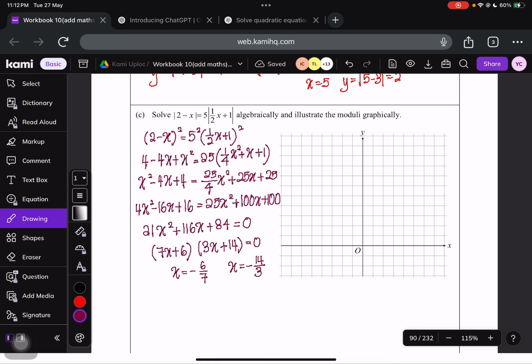So there are two answers here. Again, if you look at the gradient, this equation has a gradient of negative 1, and this equation has a gradient of 1 over 2. Because the gradients are different, we expect two intersection points. So there will be two answers. That's why you have two answers here.